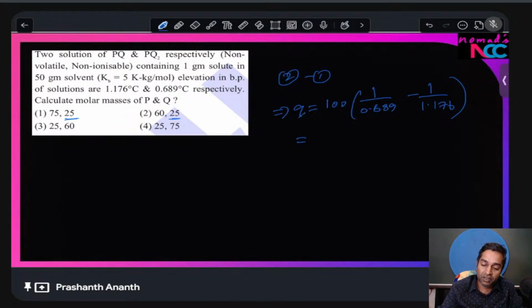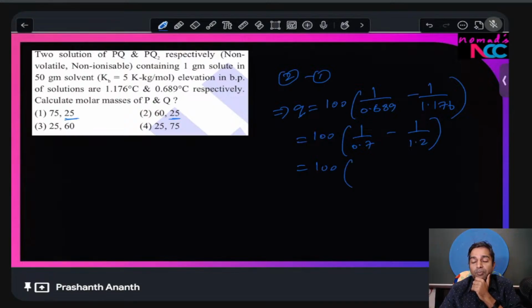No options there. So 100 into 1 by 0.7. So let's do some approximations here. There is no escapism here. Approximation is the best way here. So 100 into 1 by 0.7 minus 1 by 1.2 approximately. So we'll end up having this as 1.2 into 0.7 works out as 0.84 actually. So it works out as 100 into 1.2 minus 0.7, which is 0.5. So it's 0.5 divided by 0.84. So 0.5 by 0.84 comes out as how much over here?